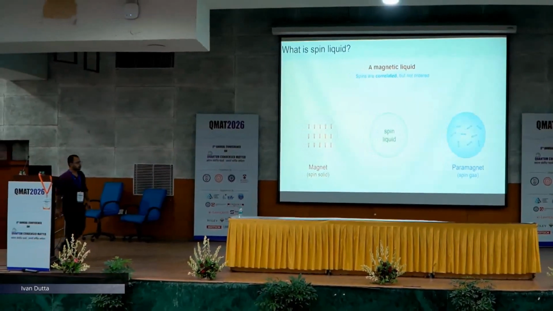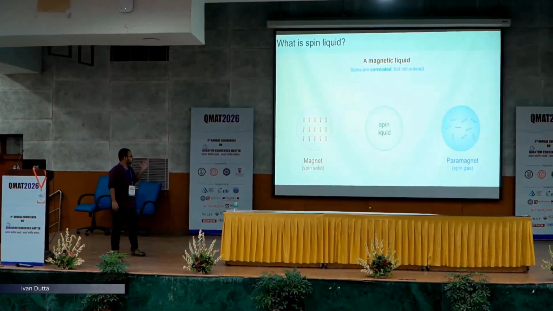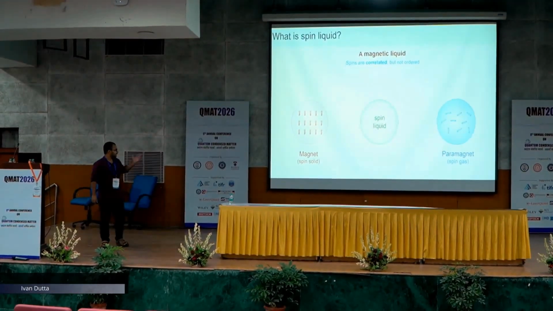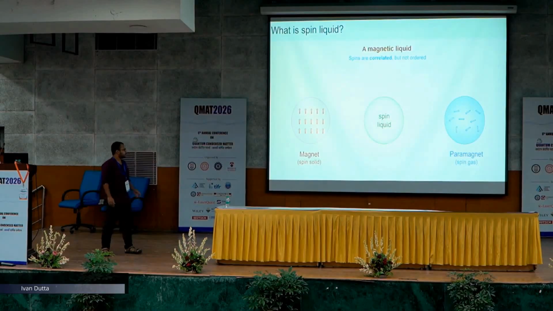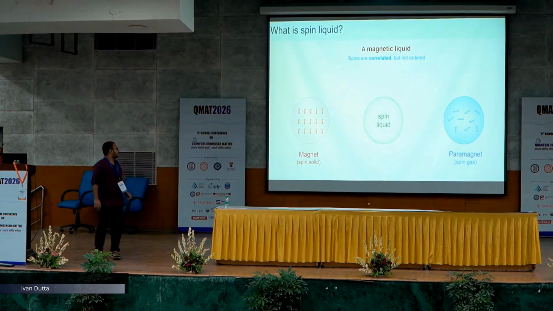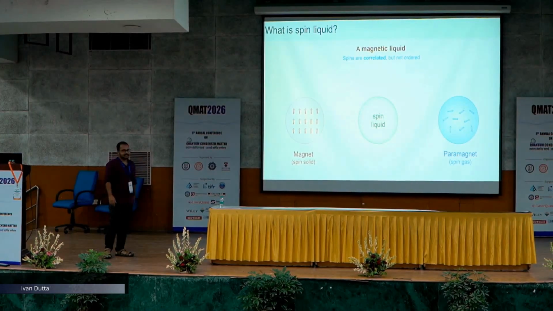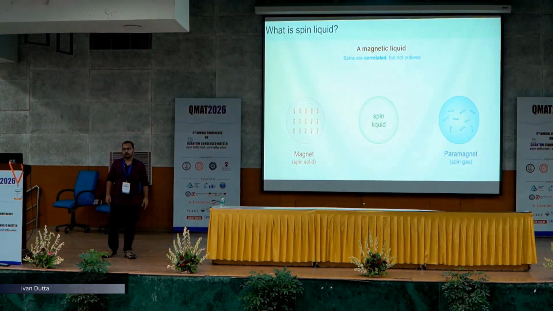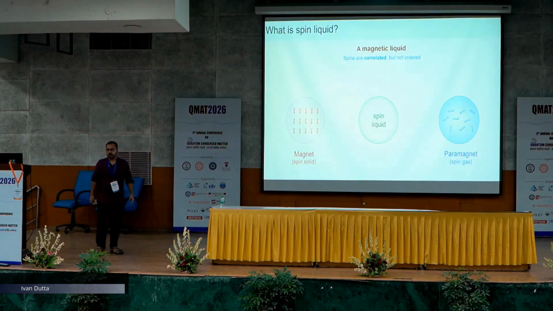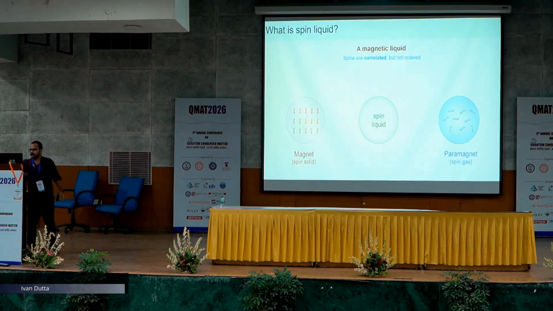So when I am talking about spin liquids, definitely something is solid and something is gas, and in that context I can tell that the magnet is kind of spin solid and the paramagnet is kind of spin gas, and spin liquid lies in between them, which is kind of a magnetic liquid where no order parameter exists, but some correlations between the spins are present.